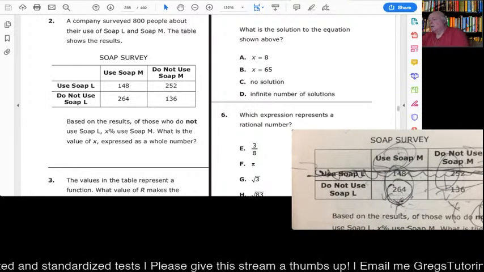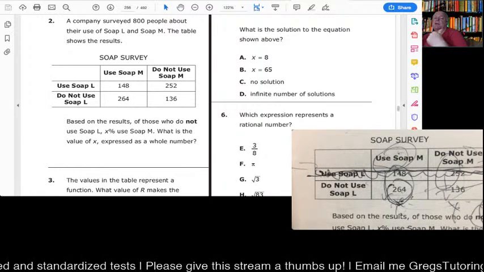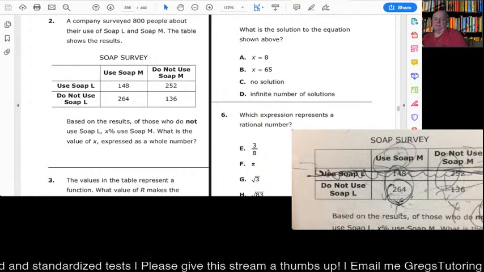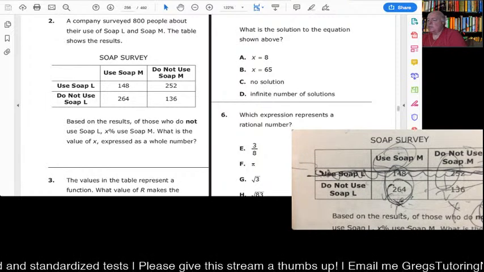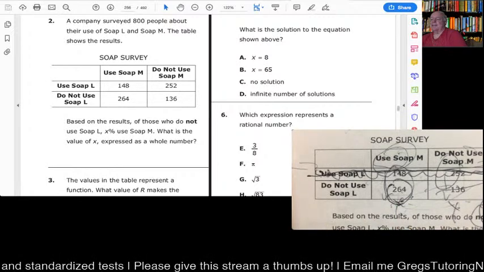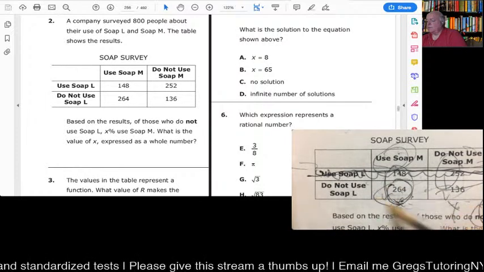So they gave us a bunch of givens. A lot of the givens are in the table. They gave us a given at the start of the thing, a narrative 800. So a lot of you are going to take 264 over 800, and that's not how to solve this. It's 264 out of those using this here.